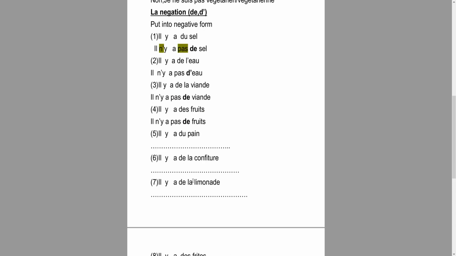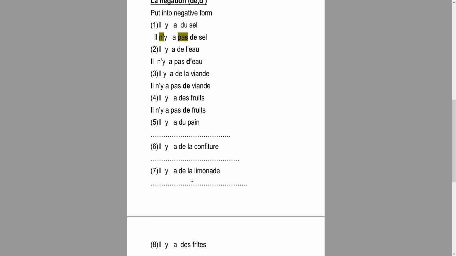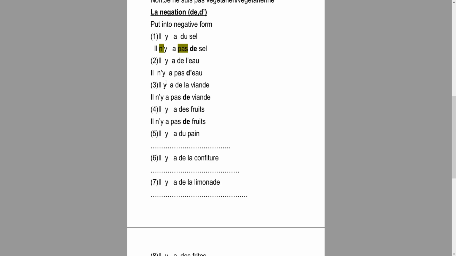The negative form is also a very huge area. It covers a very huge area. But today we are going to consider the negative form related to partitive articles. Now look at this. Put into negative form: Il y a du sel. There is some salt. Il n'y a pas de sel. So what? Du will become de.